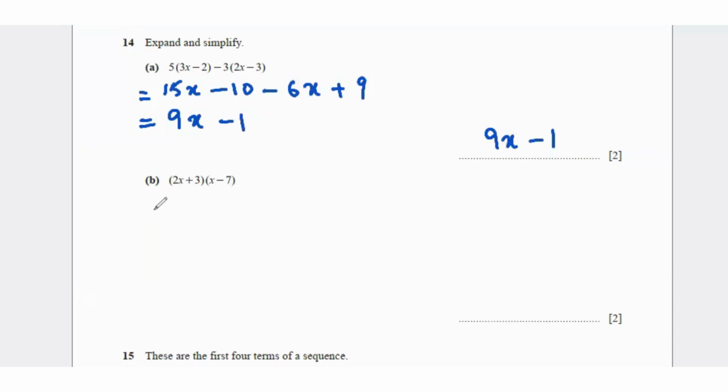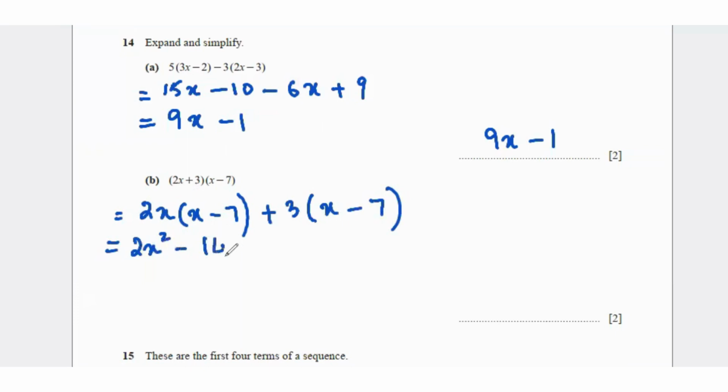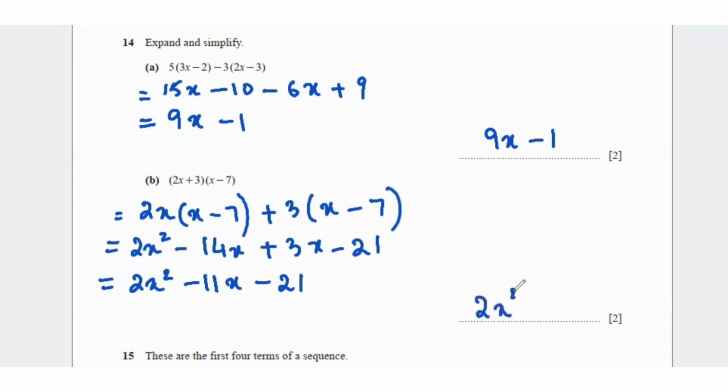Expand the bracket in part B, where we're doing 2x plus 3 times x minus 7. 2x times x minus 7 plus 3 times x minus 7. 2x squared minus 14x plus 3x minus 21. Collect the like terms. The like terms in this case are minus 14x plus 3x, so that would be minus 11x. That is our answer.